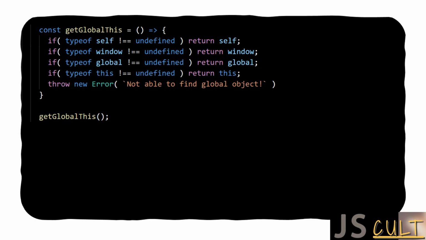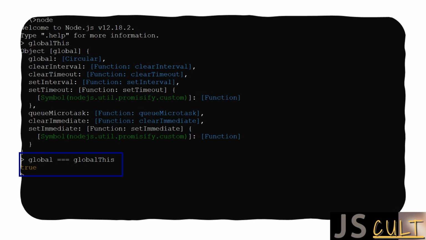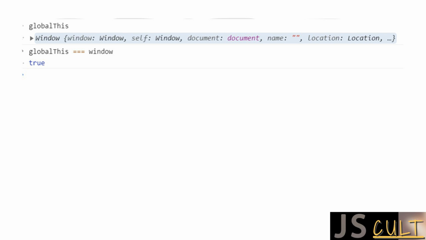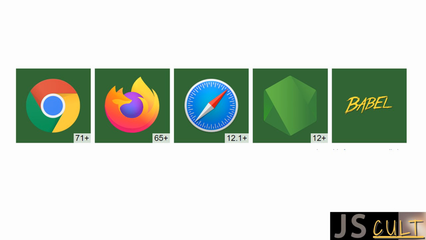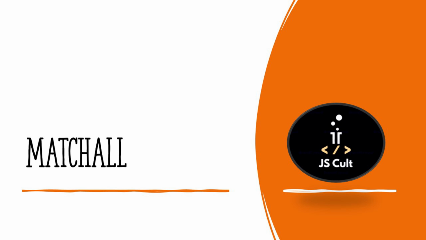The globalThis property provides a standard way of accessing the global this value across all the environments. As shown here, globalThis is equivalent to global in Node.js environment. Again, in the web console, comparing globalThis with window returns true. globalThis is supported across all the environments now. Next up, we have the matchAll method under the String class.